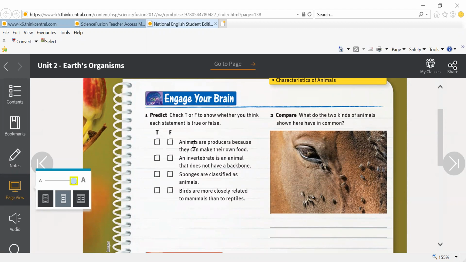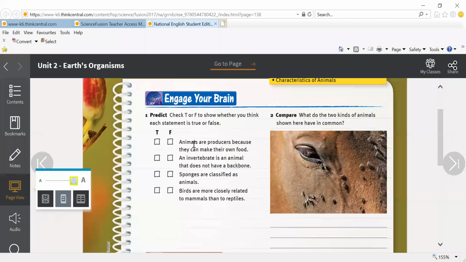Girls, animals are producers because they can make their own food. Is it true or false? False. An invertebrate is an animal that does not have a backbone. True or false? True. Vertebrates are those who have a backbone. Invertebrates are those who do not have a backbone.